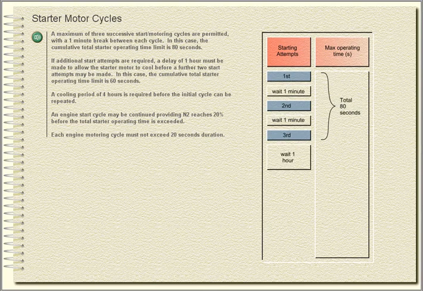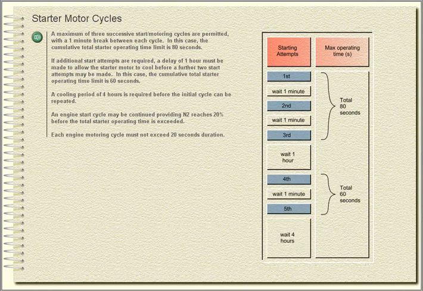If additional start attempts are required, a delay of 1 hour must be made to allow the starter motor to cool before a further 2 start attempts may be made. In this case, the cumulative total starter operating time limit is 60 seconds. A cooling period of 4 hours is required before the initial cycle can be repeated.